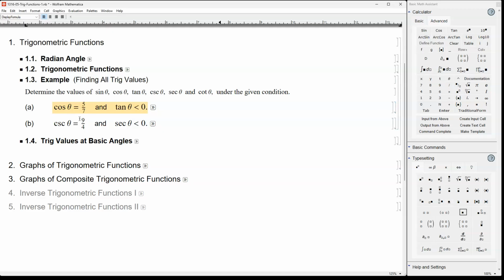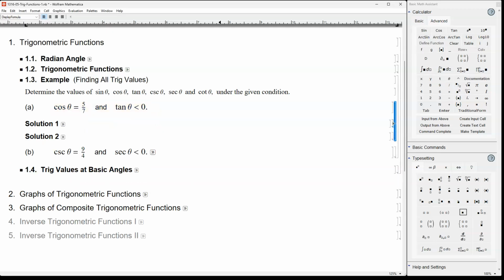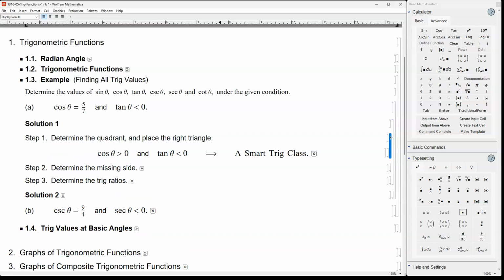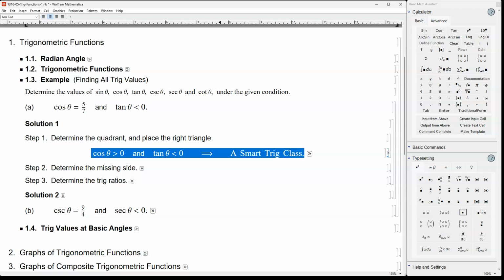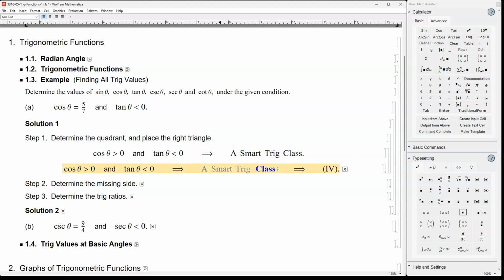So cosine is 5/7 positive, tangent is negative. What is this quadrant? Cosine is positive, tangent is negative, a smart trig class. What is it? It is fourth quadrant. See that? Cosine is positive, tangent is negative, a smart trig class. So it's fourth quadrant.